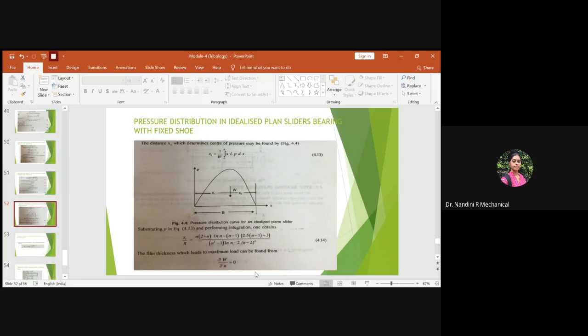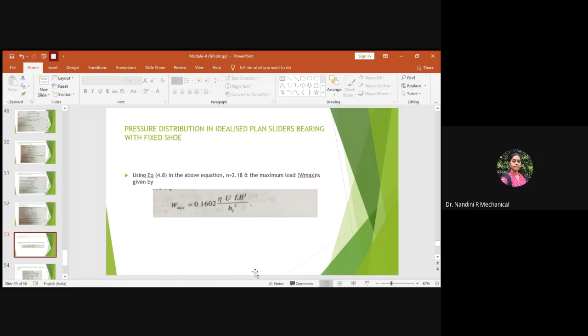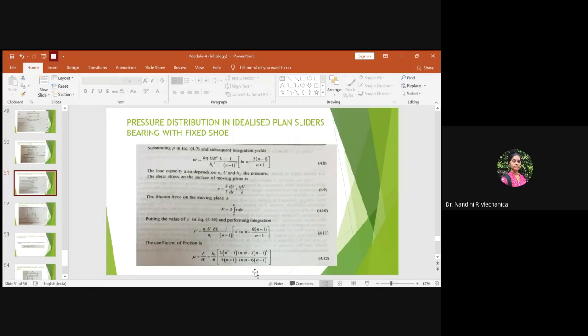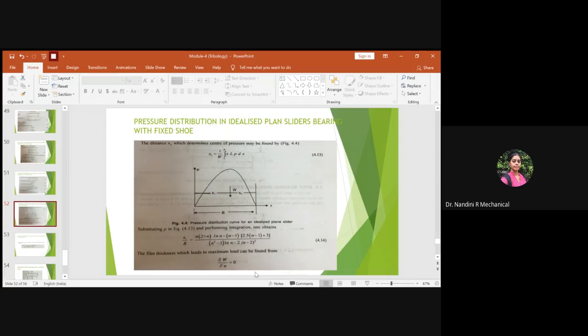Right, so now almost the things are done. Only thing, where the load will be maximum, that you have to understand, right? So the last part here. After knowing the coefficient of friction, now if you just consider a pressure distribution curve. So this curve is basically for an idealized plane slider bearing, what now currently we are studying, right? So here the y-axis will show you the value of pressure, and across the x you are plotting the length of the bearing, sorry, the width of the bearing.